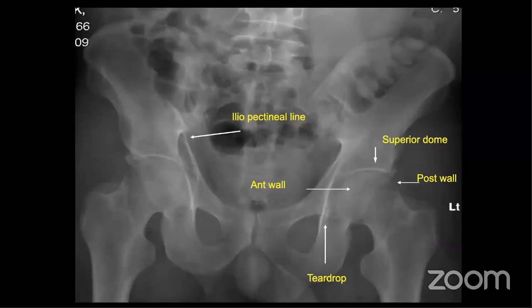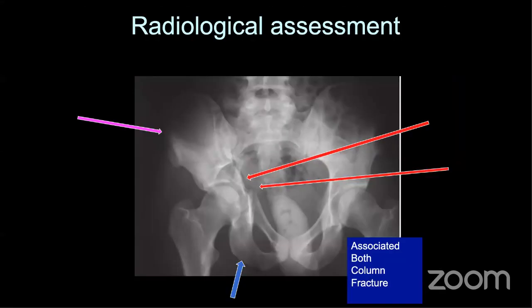So let's do a quick, well, this was meant to be an interactive slide in a face-to-face talk. So this is an X-ray of the pelvis. You can see that on the right side, the iliopectineal line is broken, but the ilioischial line appears to be intact. So what you can say from looking just at an AP X-ray is, in the very least, the anterior column is fractured, but then you want more views to look at whether there are any other injuries.